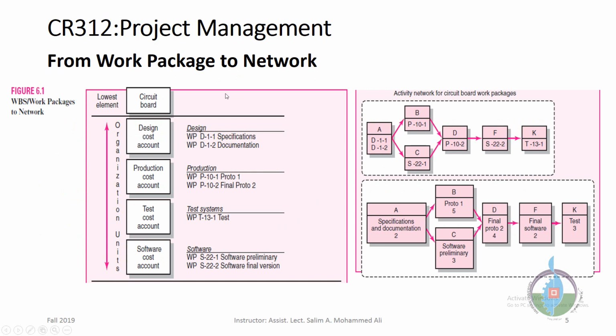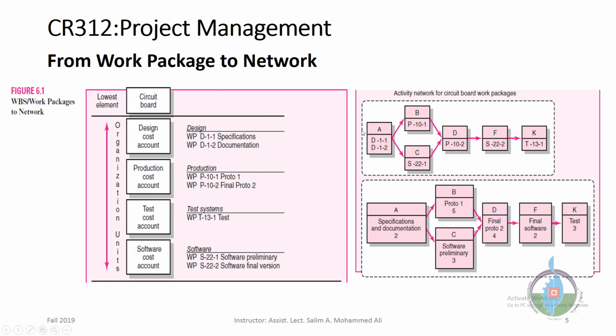Let's take an example. Here is a project for developing a circuit board. We have elements, and the elements are noted by the WBS coding. For example, design has D11 specification, D12 documentation, production for prototype number 1 and final prototype 2, testing the system T13-1, and for the software, preliminary and final versions for the circuit board. Okay, this is not the network.